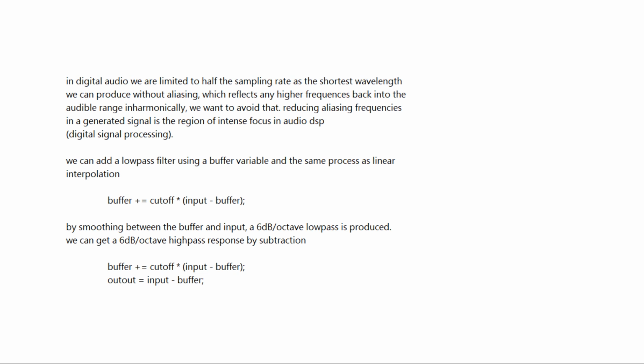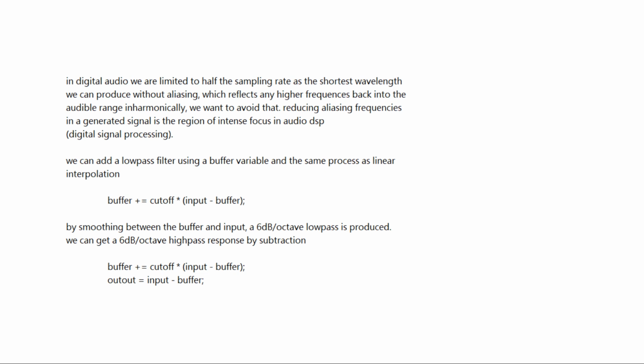In digital audio we are limited to half the sampling rate as the shortest wavelength we can produce without aliasing, which reflects any higher frequencies back into the audible range inharmonically. We want to avoid that. Reducing aliasing frequencies in a generated signal is the region of intense focus in audio DSP, digital signal processing.